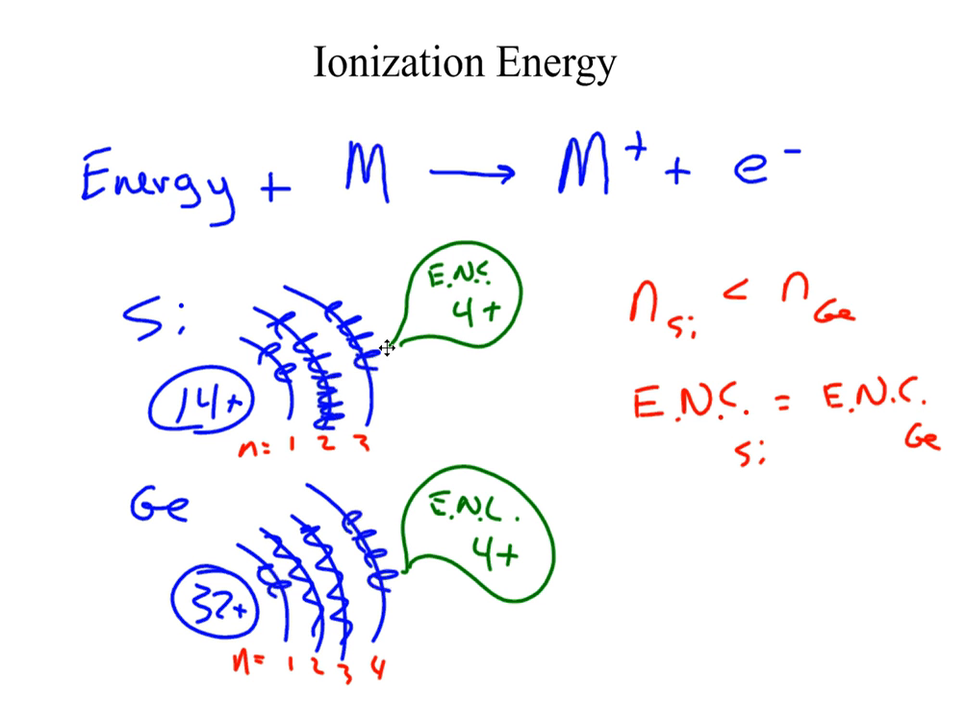Well, it's kind of like if you held magnets together. If you held two magnets really close together, there's going to be a really strong attraction. If you hold the magnets farther apart, there's a much weaker attraction. So the electrons that are farther away from the nucleus are going to be easier to remove as long as they have the same effective nuclear charge. So in that case, the germanium would have the lower ionization energy. So our conclusion here would be the ionization energy for silicon would be greater than the ionization energy for the germanium.